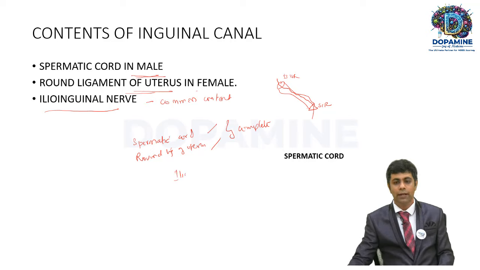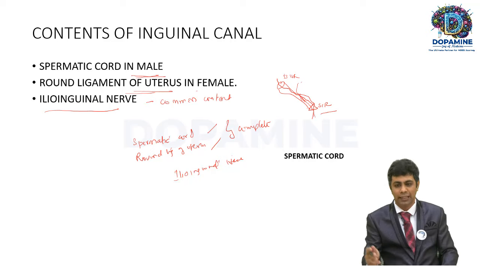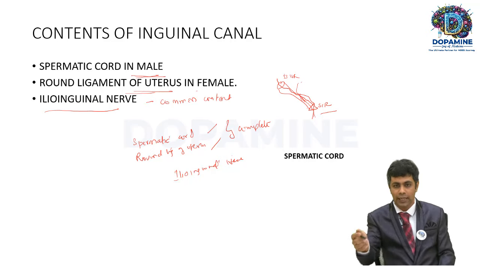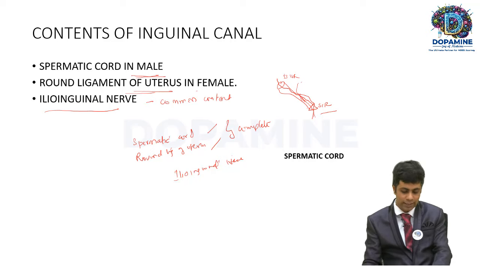But the ilio-inguinal nerve is a partial content. So it does not traverse from the deep inguinal ring to the superficial inguinal ring, but it pierces the internal oblique muscle and enters the canal halfway, and reaches the superficial inguinal ring. One of the recent questions, 2-3 years back, was asked regarding the ilio-inguinal nerve, and this question will be highlighted in my later session. So ilio-inguinal nerve is a partial content, while the spermatic cord in males and the round ligament of uterus in females are the complete content.